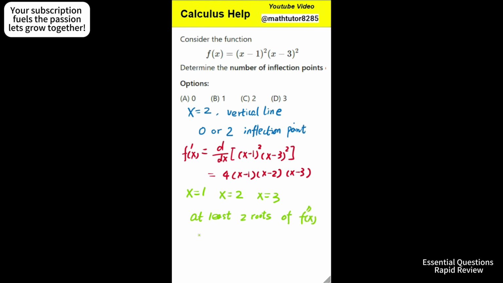Applied here, this guarantees that the second derivative has at least two real roots, one between 1 and 2, and another between 2 and 3. That means the original curve changes concavity at two distinct x values. In other words, it has two inflection points.